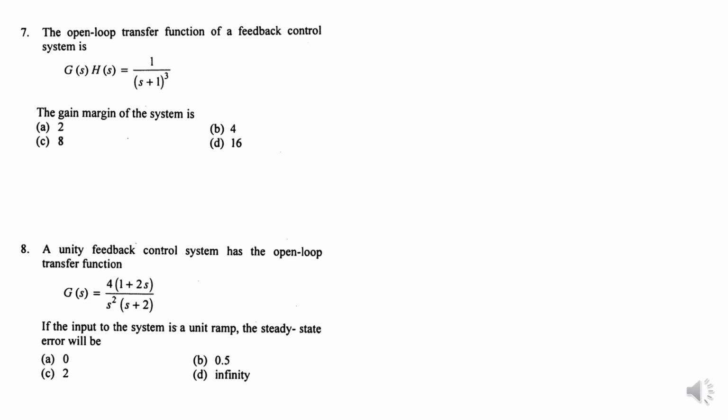Next problem. The open loop transfer function of a feedback control system, G of s and H of s, equals 1 by s plus 1 the whole cube. The gain margin of the system is. First of all, I am going to find out the gain margin. So what is gain margin? Gain margin is the inverse of the magnitude at the phase crossover frequency.